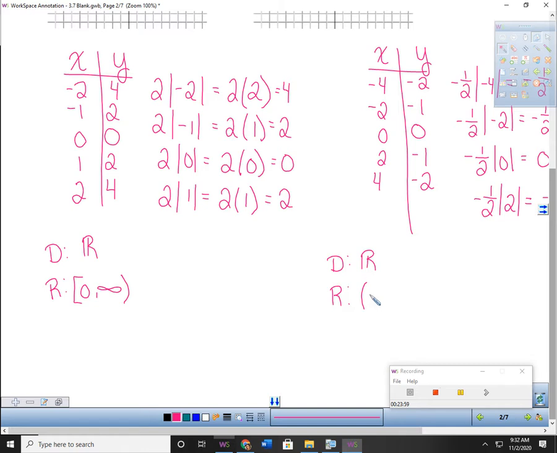So you've got negative infinity all the way to 0 bracket. So if it has a high point, then you're going to be at negative infinity to a number, right? If it has a low point, then it'll be that low point to infinity. So make sure you put them in the right spots.